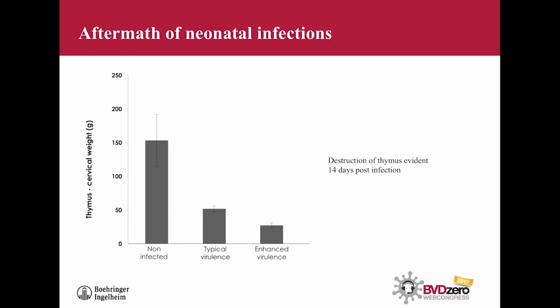The enhanced virulence ones, the ones that give you quite high fevers and bloody diarrhea, cut that thymus even more, but you can see that two-thirds of that thymus can disappear even with what we call typical virulence BVD, what's referred to in the textbooks as a subclinical BVD infection. While you might not be getting overt clinical signs, you are certainly getting damage to that immune system, and with damage to the thymus, that thymus may not be able to come back.